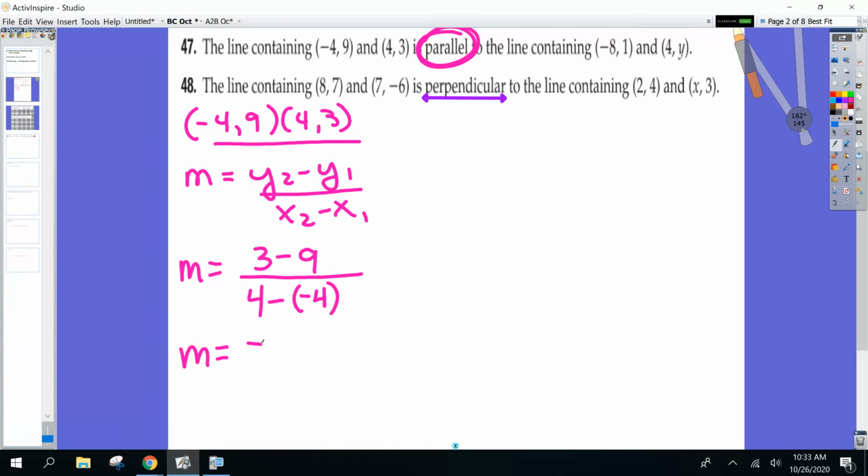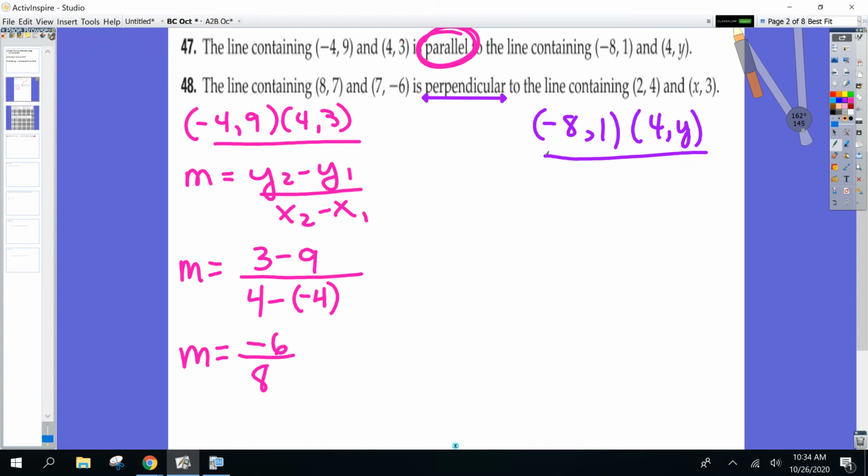I have -6 on top, and on the bottom, it looks like I'm going to have 4 plus 4, which is also 8. -6/8 is my slope. You can keep it like that. If anybody reduced it down, you can reduce it to -3/4. It's up to you. All right, moving on now. Now let me go to my other pair of points. -8, 1, and 4, y.